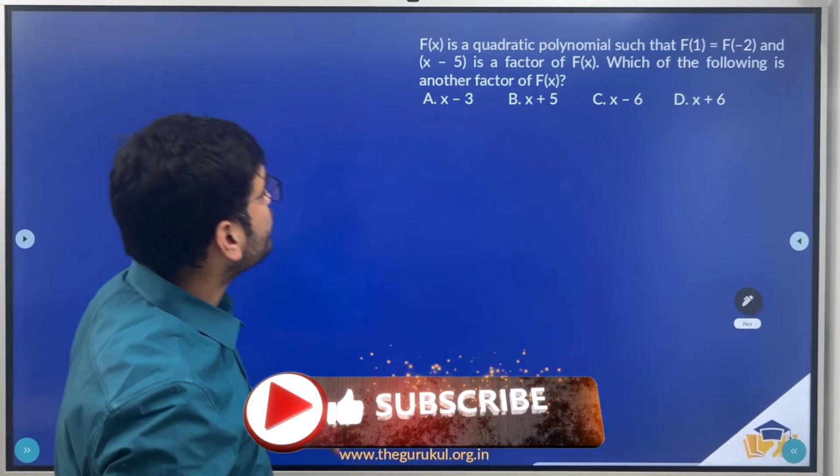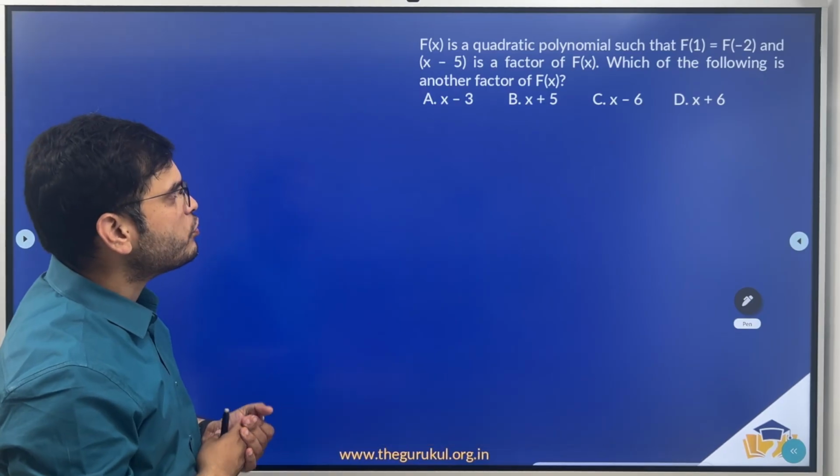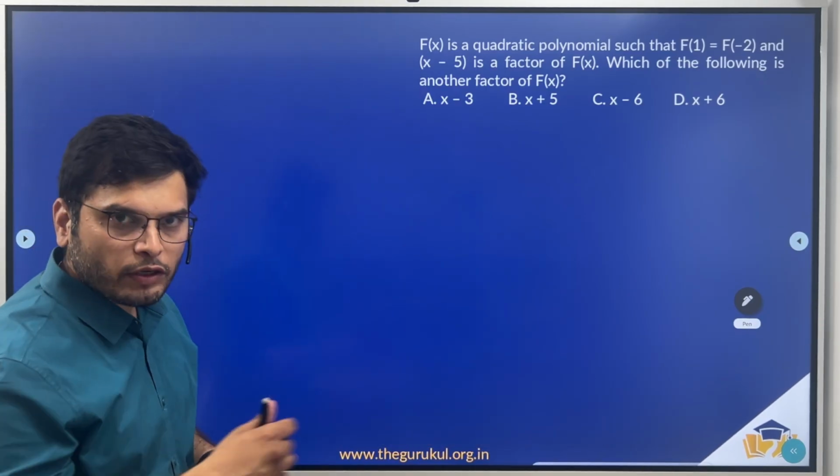Now coming to the first question, f of x is a quadratic polynomial such that f of 1 is equal to f of minus 2 and x minus 5 is a factor of f of x. Which of the following is another factor of f of x?